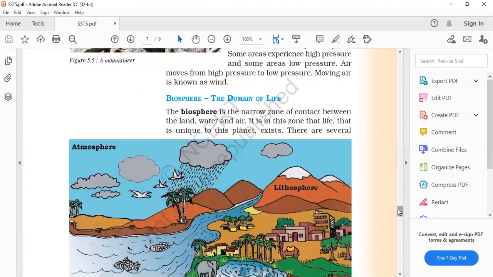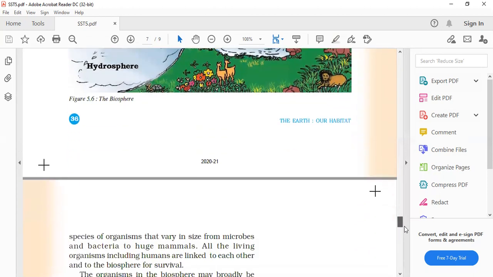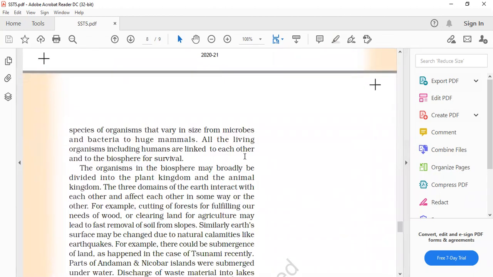Next is the biosphere. Biosphere normally comes as a short note, so what is the biosphere? The biosphere is the narrow zone of contact between the land, water, and air, and it is the zone where life, which is unique to this planet, exists. There are several species of organisms that may vary in size from microbes and bacteria to huge mammals. All the living organisms, including humans, are linked to each other and to the biosphere for survival. So the biosphere mainly comes as a short note, or as what is the biosphere, and for MCQs you have so many questions.